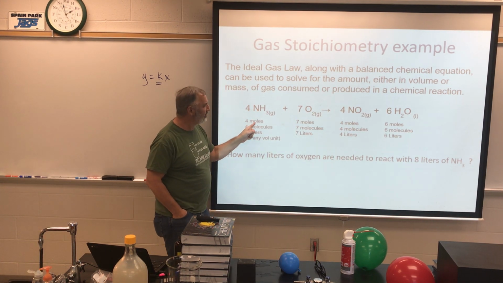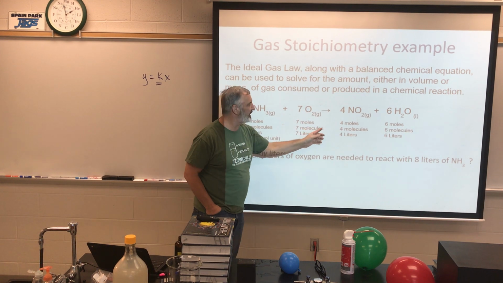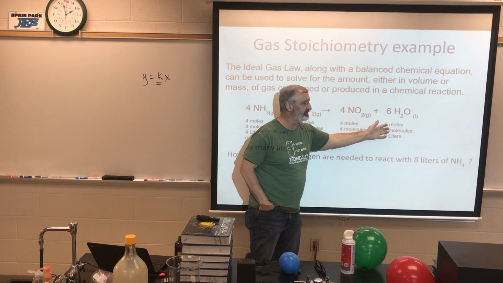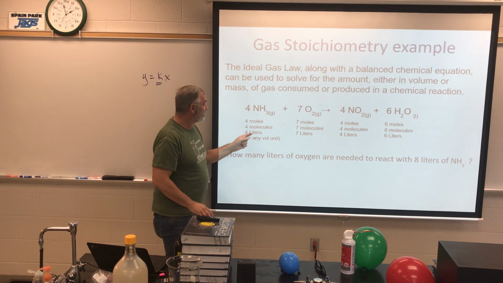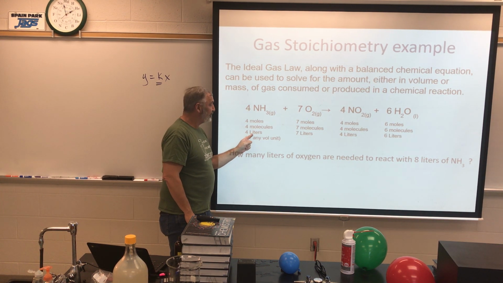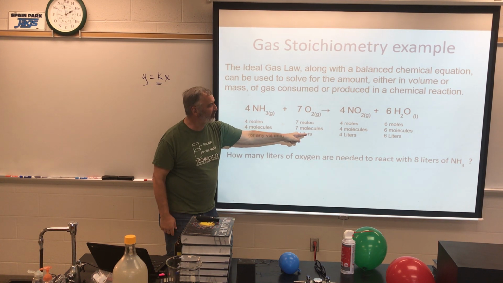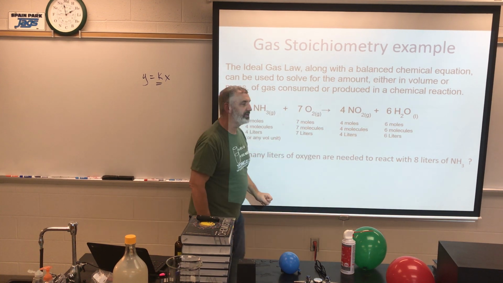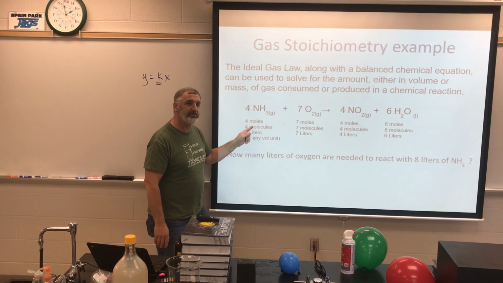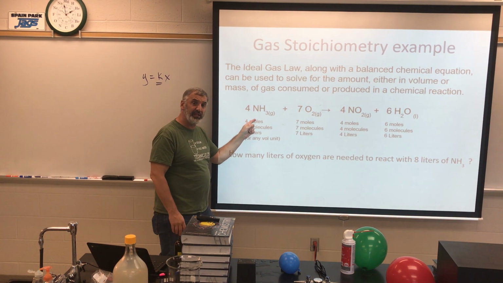So that means that 4 moles of this are going to combine with 7 moles, or 4 molecules combine with 7 molecules to make 4 moles and 6 moles. Okay? Now, here's the new thing. Because of Avogadro's principle, 4 liters will combine with 7 liters to make 4 liters and 6 liters, assuming that this is a gas. So the volumes are going to combine in the exact same ratio as the moles, because equal volumes contain the same number of molecules.